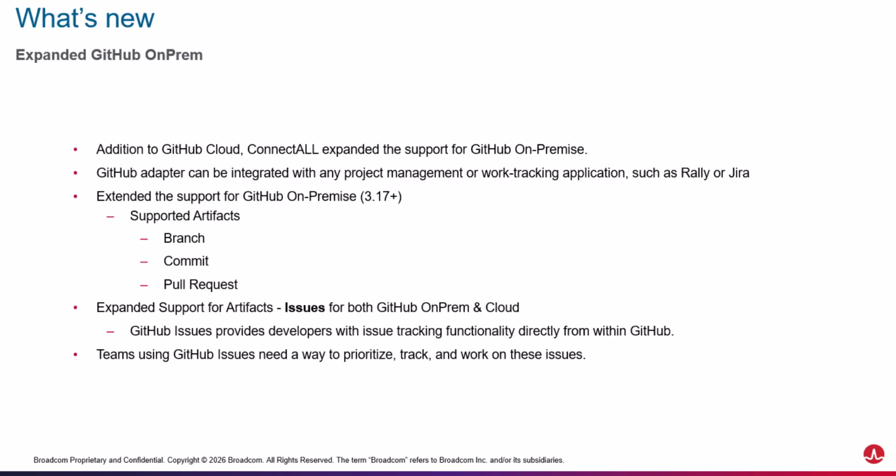The metadata or artifacts that we support for on-prem are branch, commit, and pull request, very similar to what we have for cloud. Along with this, we also support issue as metadata for both GitHub on-prem as well as GitHub Cloud. These are all the functionalities that we have built, which will be available in the 4.1 release. For on-prem, the versions that we support are above GitHub 3.17. 3.18 we have validated, and anything above 3.17 is what we call out as certified and supported from ConnectALL's end.